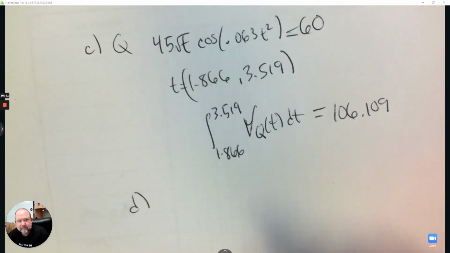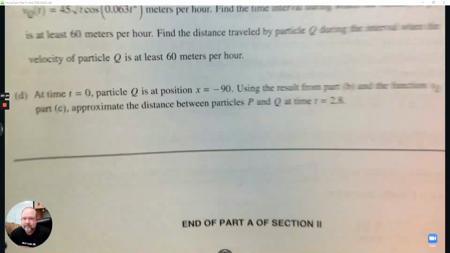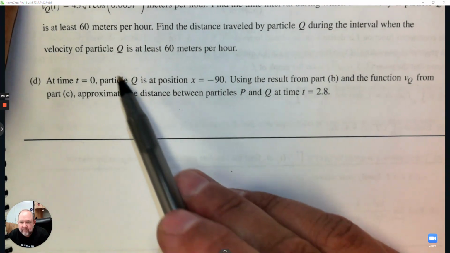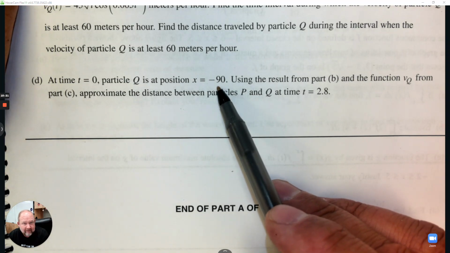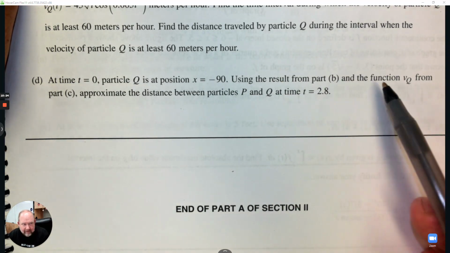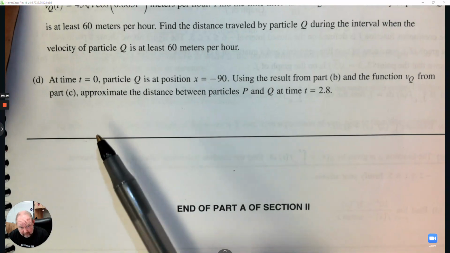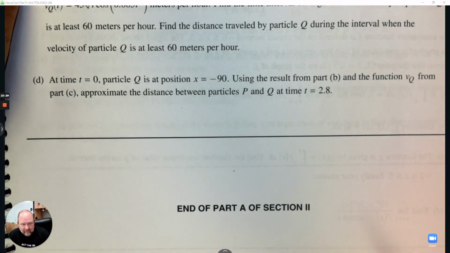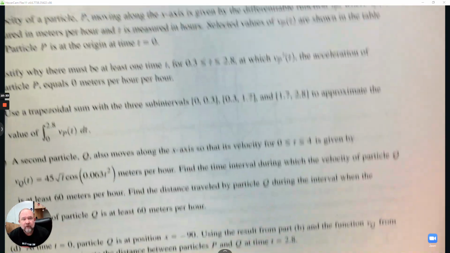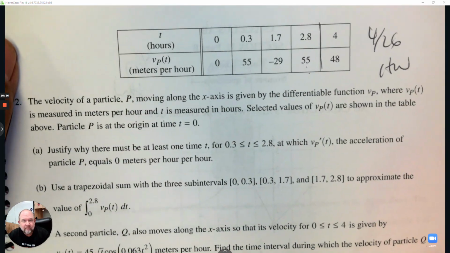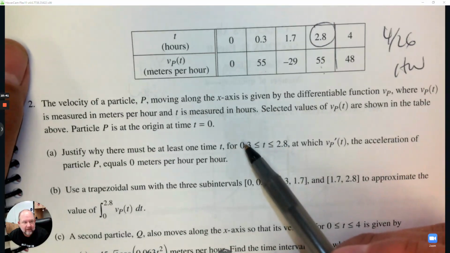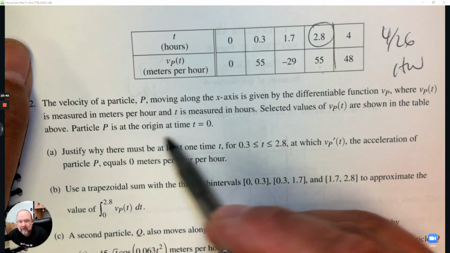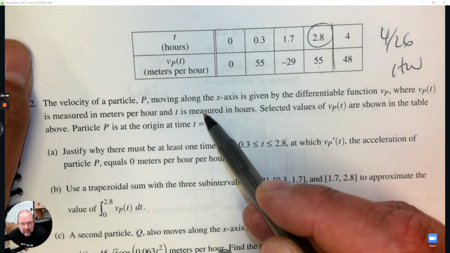Part D. At time t equals 0, particle Q is at position negative 90. Using the result from part B and the function of velocity of Q from part C, approximate the distance between particles P and Q at time 2.8. So, at 2.8, what do we know about particle P? So particle P is at 0 at 0.